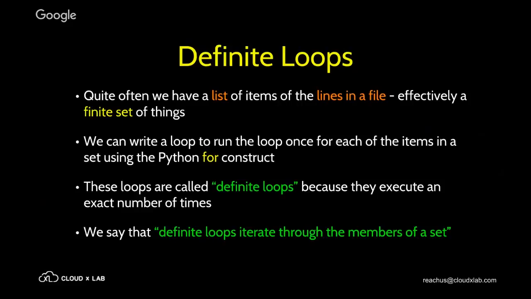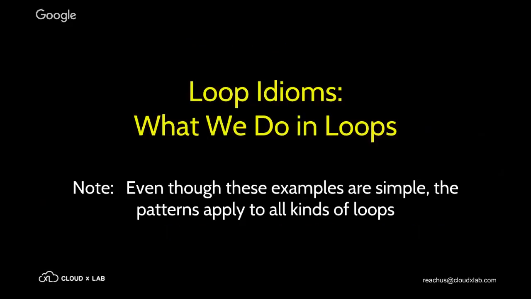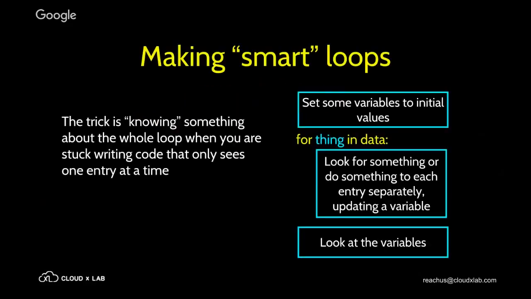Okay, definite loops iterate through the members of a set or a list. What we do in loops, even though these examples are simple, the patterns apply to all kinds of loops. Making smart loops, the trick is knowing something about the whole loop when you are stuck writing code that only sees one entry at a time.